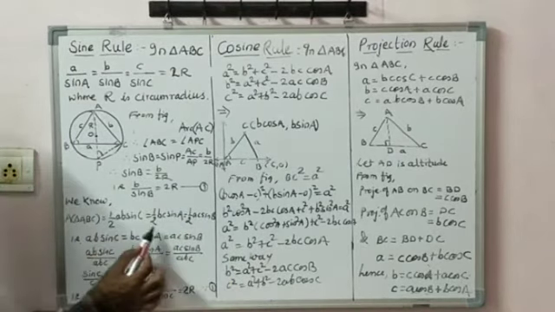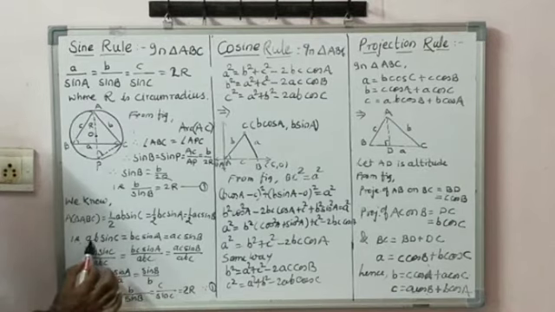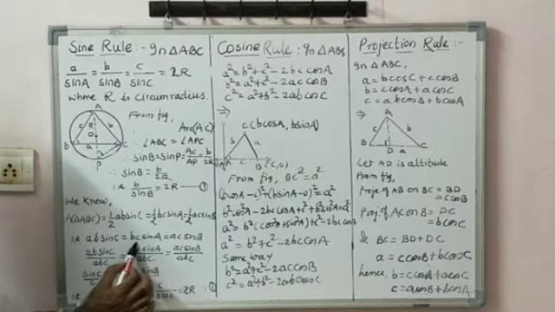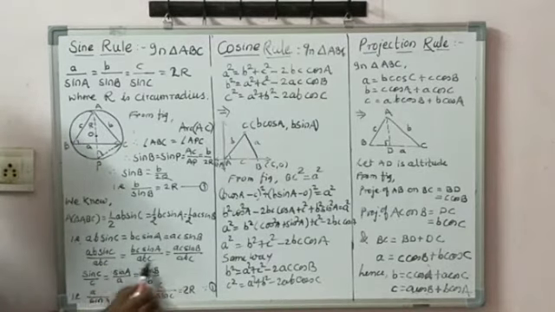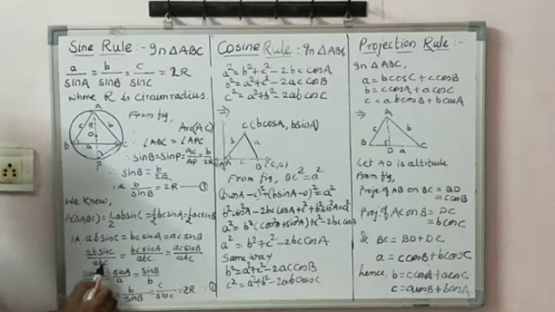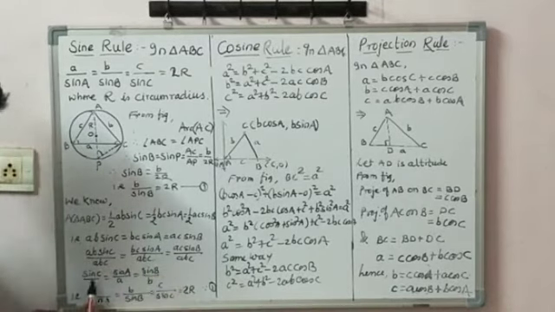Here 1 by 2 cancels. Then AB sin C is equal to BC sin A is equal to AC sin B. Divide all terms by ABC. After cancellation, here AB cancels, here BC cancels, here AC cancels. There is sin C upon c is equal to sin A upon a is equal to sin B upon b. Take the reciprocal of all ratios.